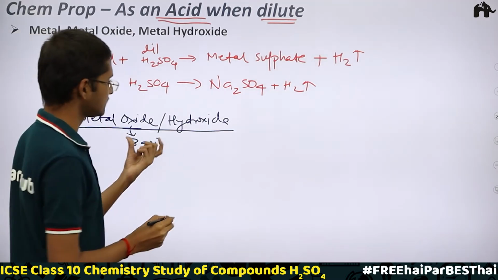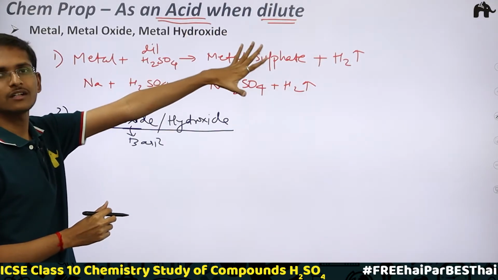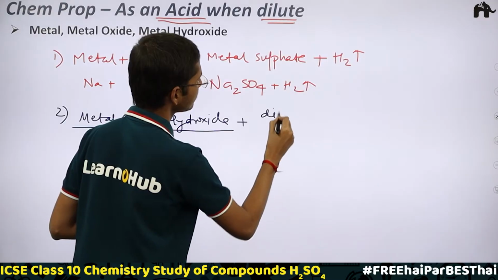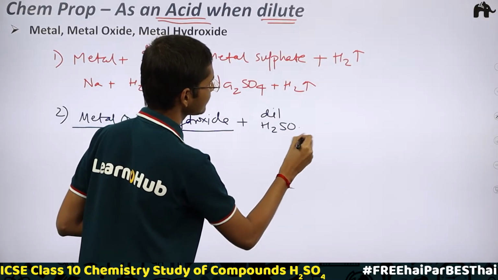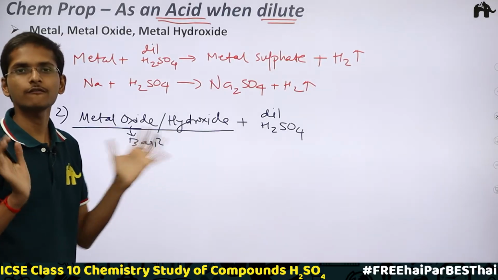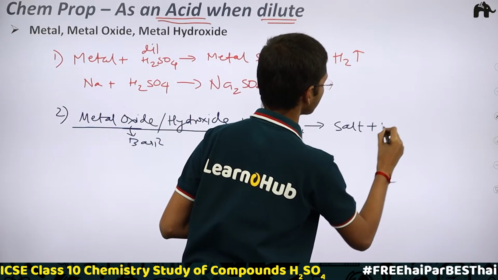And we all know, since I have told you that dilute sulfuric acid behaves as an acid, right? So when it reacts with this dilute sulfuric acid, it means the base is reacting with an acid. So when a base reacts with an acid, what does it give us? Simple, salt and water, as simple as that. So it would give us salt and water.